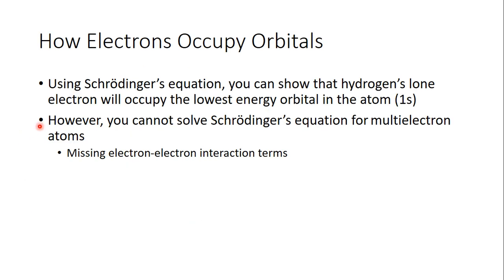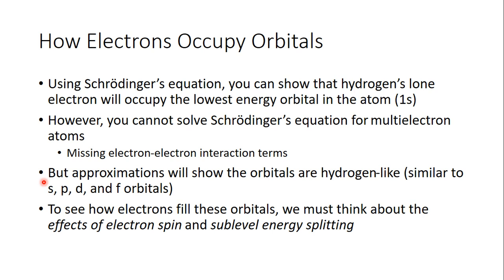And the way we know which electrons are in which orbitals is by solving Schrodinger's equation. Now, we're not actually going to solve Schrodinger's equation, but that's how you do it. And Schrodinger's equation doesn't work for any atom that has more than one electron. You're missing some terms. But you can make some approximations, and you can see that electrons will be in different orbitals, like s, p, d, and f.